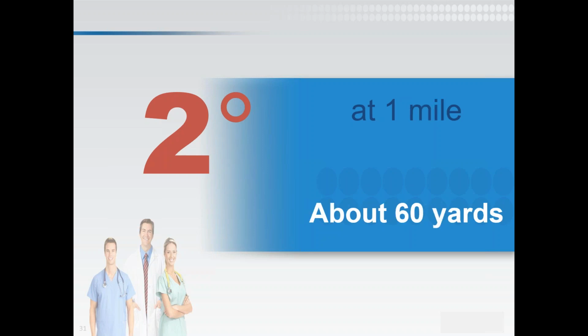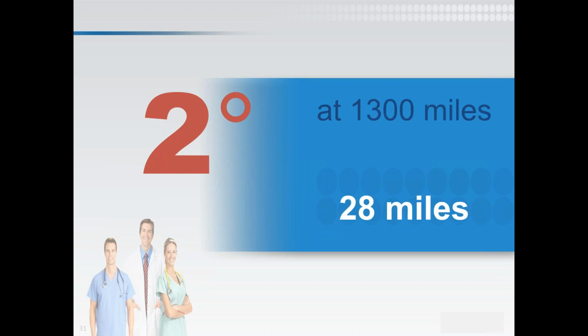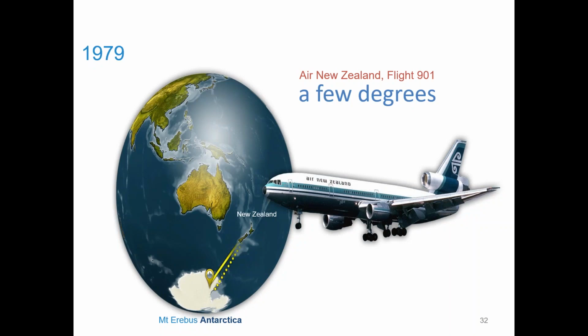At 1 foot, you're looking at a half an inch. At 1 mile, you're looking at 60 yards. 1,300 miles, you're looking at 28 miles. When you look at a grander scheme of things, two degrees actually means a lot more significance. So 2 degrees of failure or success could mean a great deal over a long period of time.